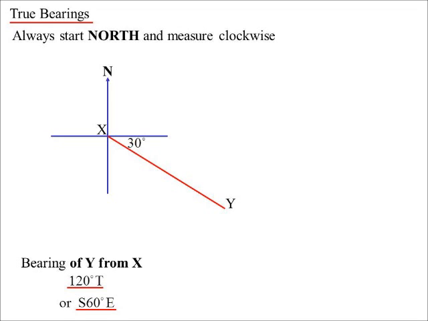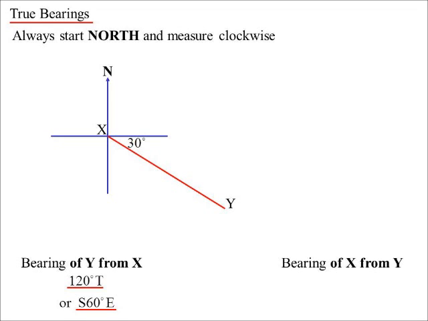Now, some people like to put a T after it to say, hey, this is a true bearing. I don't know that you really have to do that, but it is normal to use three digits. So if it was only, say, 22 degrees, you would write 022. So that is a standard sort of thing. So that's bearing of y from x. Of course, if I did it as a compass bearing, it would be south 60 degrees east.